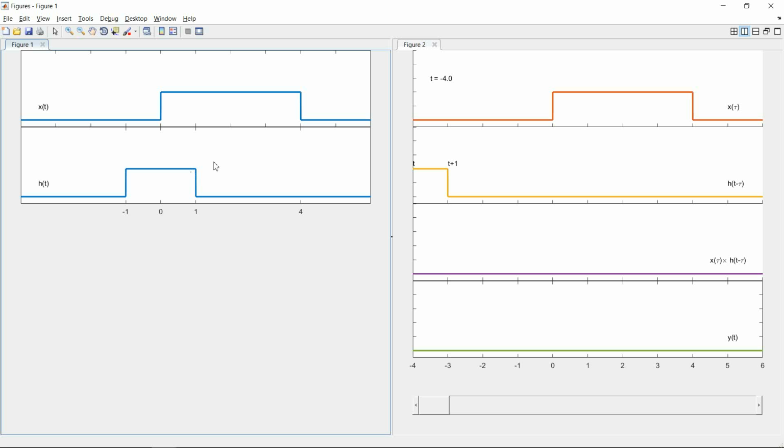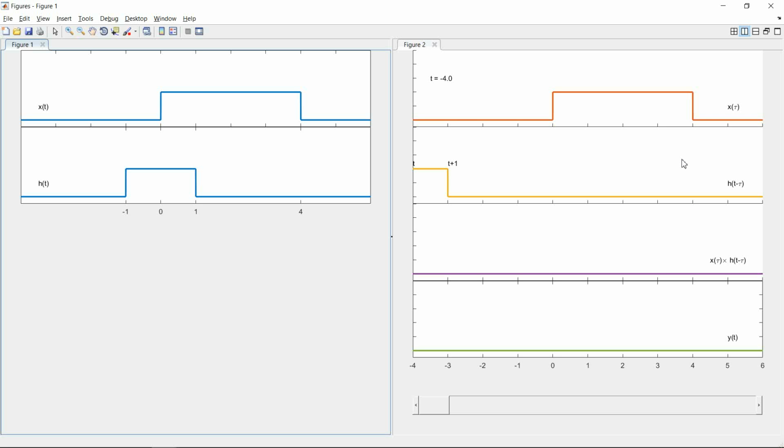So the first plot, the red curve, is x of tau. Tau is what I'm using for my dummy variable in this exercise. And you can see that x of t and x of tau are identical. The next thing you see is the yellow trace. The yellow trace is h of t minus tau.